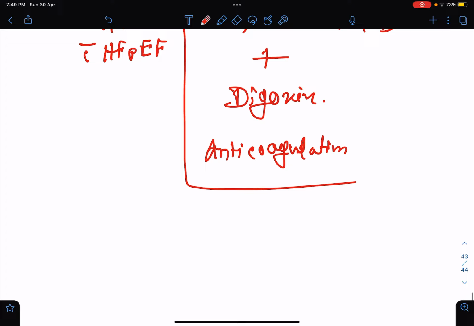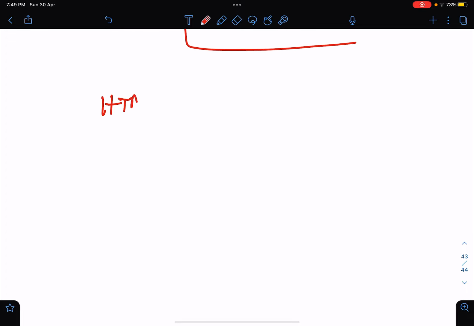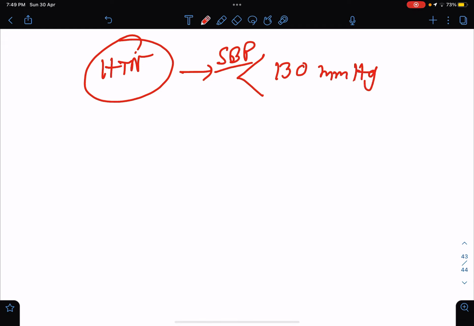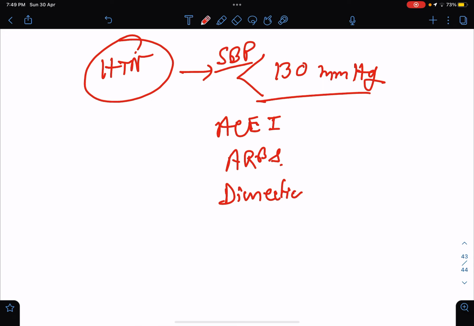Okay, then hypertension, we need to control the hypertension in patient with heart failure, because hypertension precipitates heart failure. The target systolic BP being less than 130 millimeter of mercury in patients of heart failure. And then the drug of choice will be ACE inhibitors, then ARBs. Okay, these are the important drugs of choice. Diuretics, if there is congestive heart failure, we need to use diuretics. Okay, so these are the important drugs to be used, and these are the important comorbidities to be taken care of.